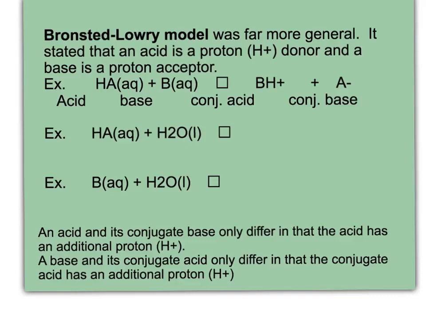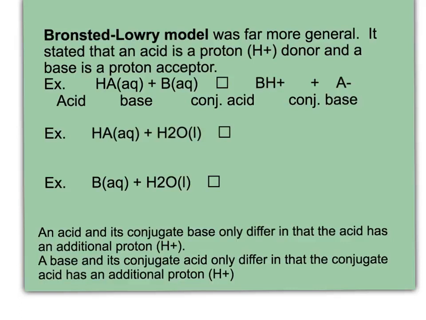And so we came up with a new definition of acids and bases, and that's the Bronsted-Lowry definition. Bronsted and Lowry basically said that an acid is a proton donor and a base is a proton acceptor. So an acid is a proton donor, a base is a proton acceptor. So what is a proton exactly? A proton is basically an H+ ion.